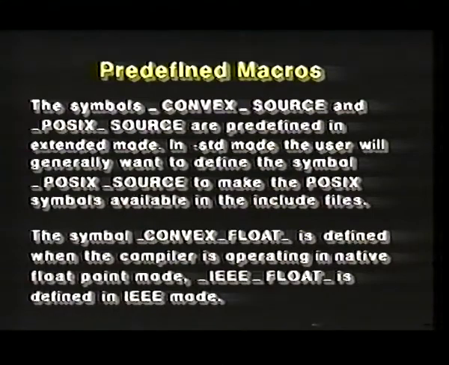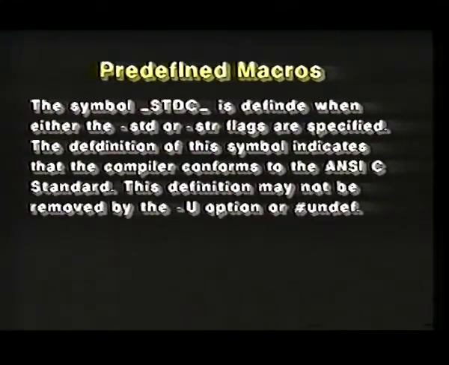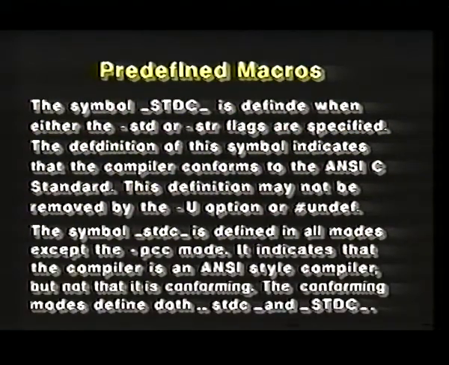The predefined symbol double underscore STDC double underscore is the symbol defined by ANSI to say that this is an ANSI compliant mode. If this symbol is not defined, you're not in an ANSI compliant mode. This symbol is only defined in STD and strict mode. You cannot undefine this symbol in these modes. Double underscore lowercase stdc double underscore is defined in all modes but PCC. This means that the language that we're compiling is in an ANSI-like mode. This is used in all the header files to determine whether to use ANSI or backward compatibility mode.